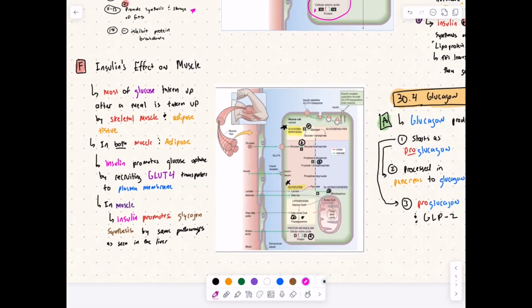Okay, so then its effects on muscle are straightforward. We have insertion of glucose transporters. It's really the same in both muscle and adipose tissue, and you're going to promote glycogen synthesis overall.